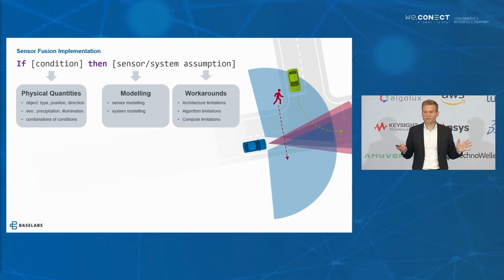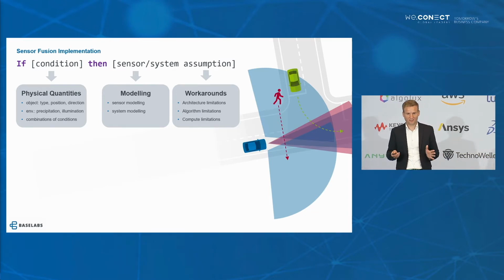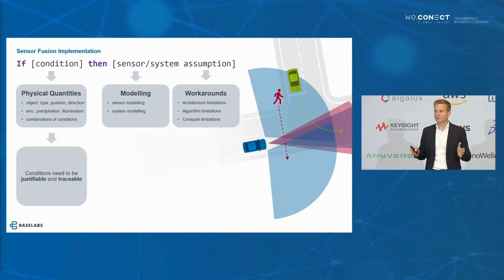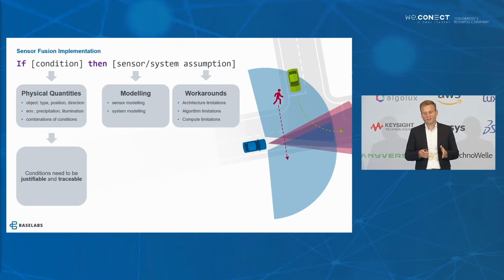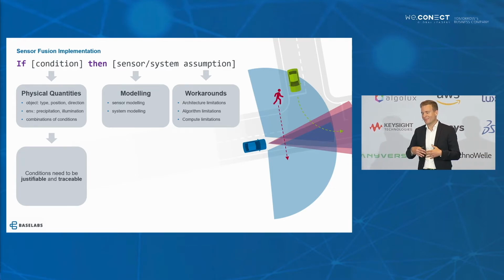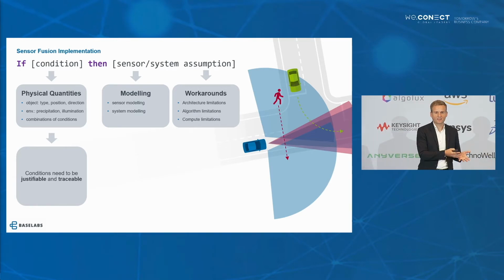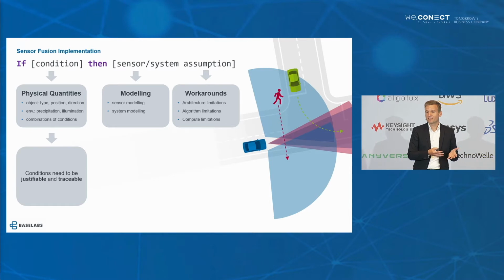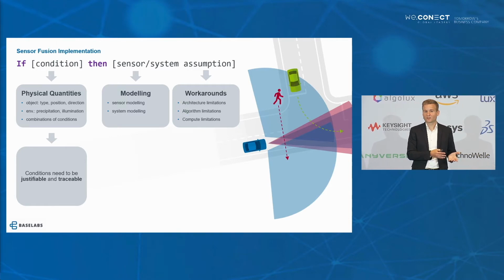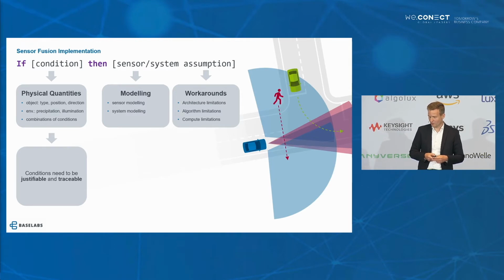So what's wrong with those conditional statements, with all these ifs? Actually, nothing is wrong with these ifs as long as we can justify and trace them. So that's the important aspect here. We need to find a way to justify those conditions so that, for instance, another developer, or after 3 years, someone understands why this if is in the code, and is this if still relevant for, let's say, my new sensor setup, so that I can reuse that code for the next project. So justification and traceability is really a hard requirement.